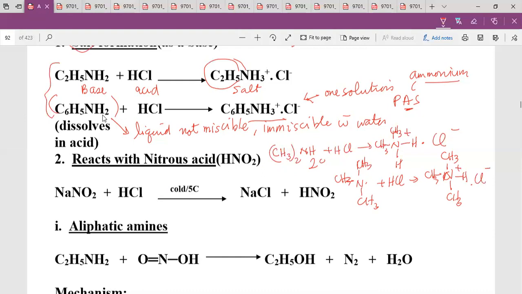Of course, the quaternary ammonium salt is found when you continue, this acts as a nucleophile. That means you form your N, CH3, CH3, CH3, CH3. This is a salt. This is quaternary salt.